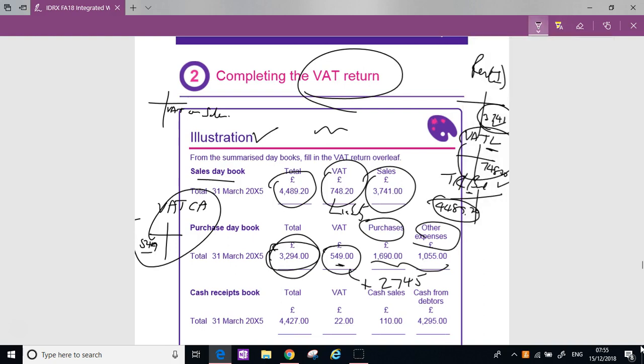Take your time in the exam. There's no rush. You have the reference sheets, VAT on purchases. And that's your kind of starting point.